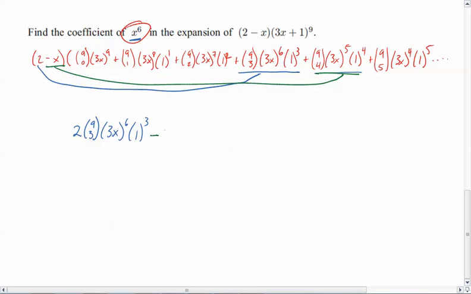So I'm also going to have minus x times 9 choose 4, 3x to the 5th, and then 1 to the 4th. Now I didn't write any more because I already knew that there wasn't any other way that I was going to end up getting x to the 6th. Alright, and so you've got those two terms, and so you should be able to put those two together. You'll of course be using your calculator to do the 9 choose 3 and the 9 choose 4, which I'm going to do right now. So I got this one as being 84 and that one as being 126.